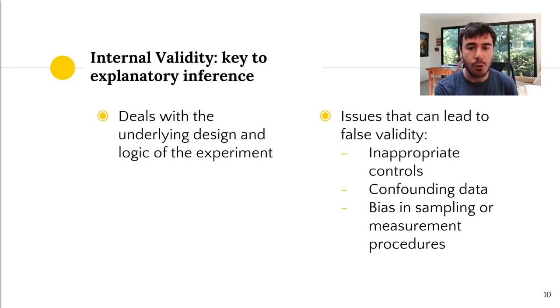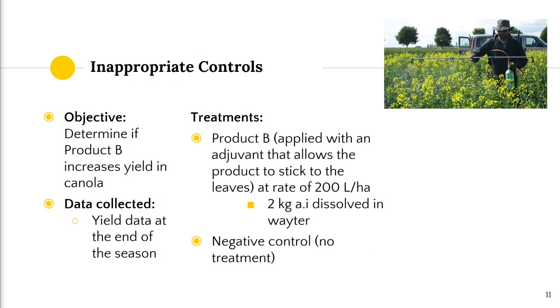It's very common. So there are three key steps, and we typically take these in the design phase of the trial: avoiding inappropriate controls, avoiding confounding data, and avoiding bias in sampling or measurement procedures. So let's talk about those. In order to declare a treatment effect, it is important to compare the treatment of interest to the appropriate control. This seems obvious in principle, and if you're just thinking about it in the abstract, would be really easy. But in practice, when you're actually doing the research, it's not always readily evident what constitutes an appropriate control.